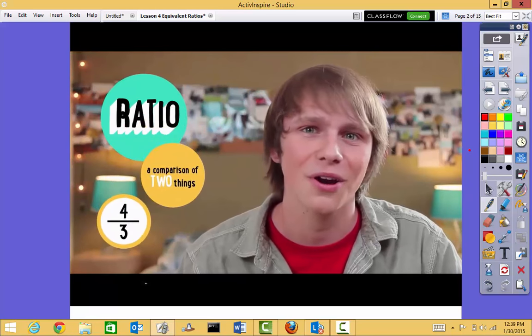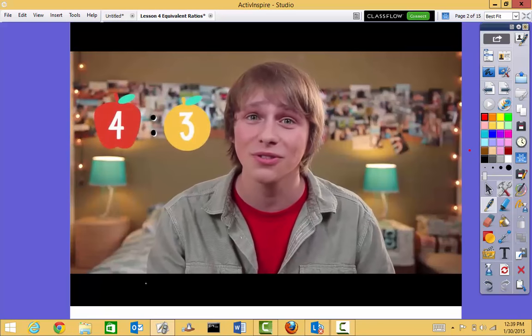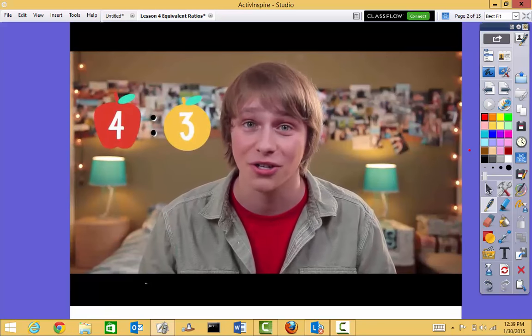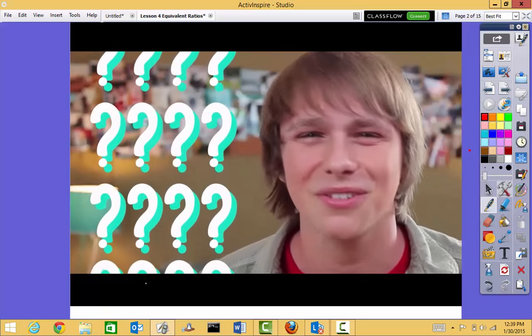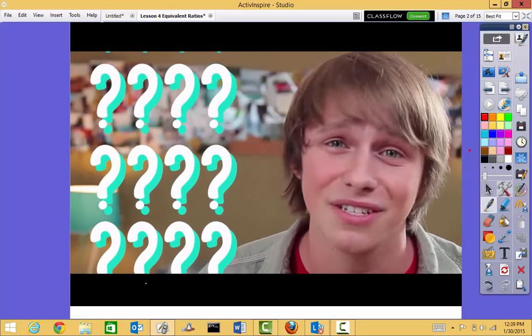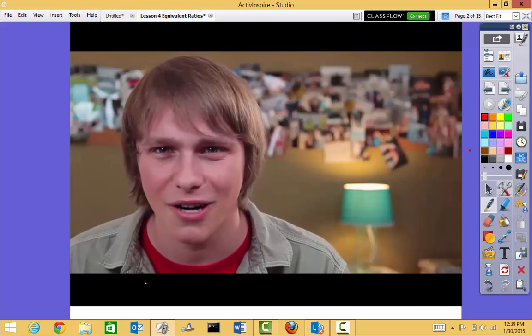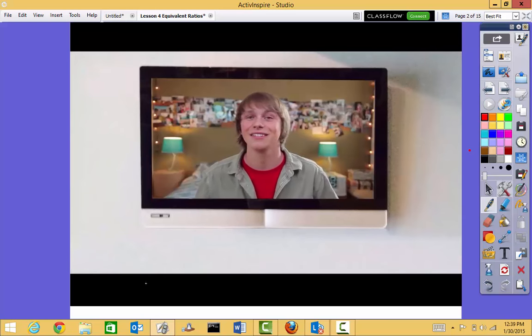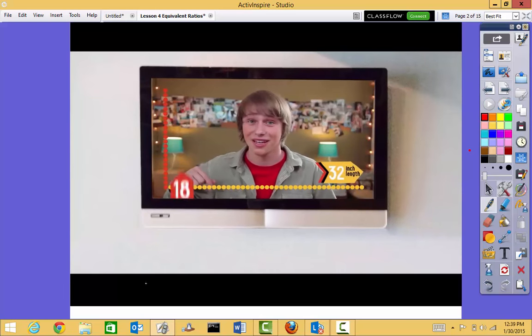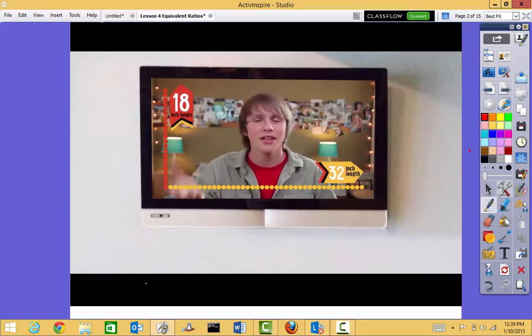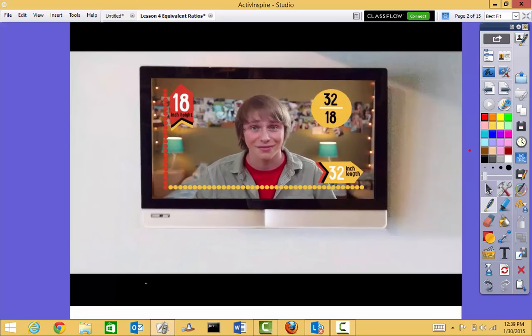A ratio is a comparison of two things. 4 apples to 3 oranges is a ratio. So what's this mysterious ratio that links all HD TVs together? Well, let's look at some screens and see if we can actually figure it out. This HD TV has a length of 32 inches and a height of 18 inches. That's a ratio of 32 to 18. There's one compared to the other.